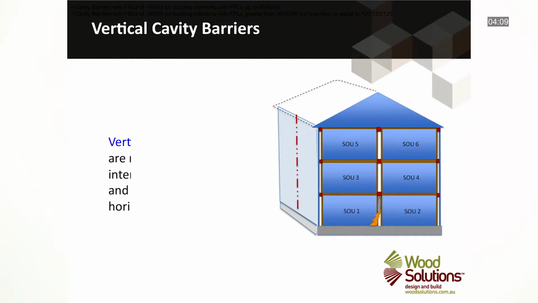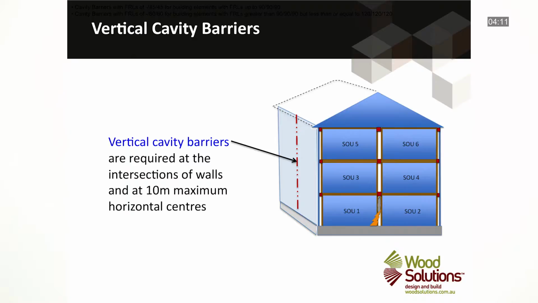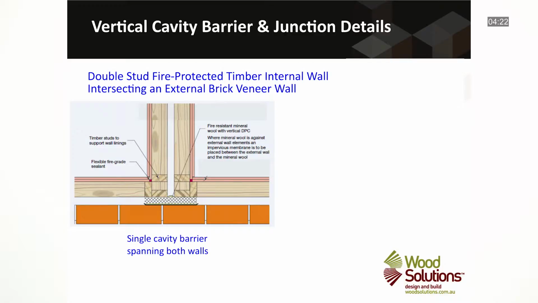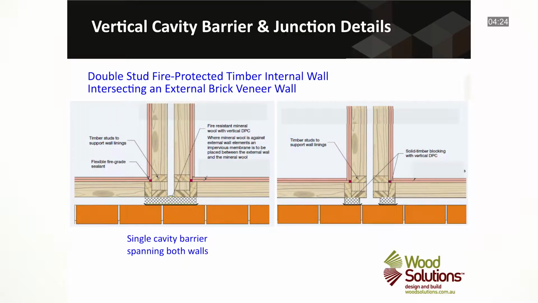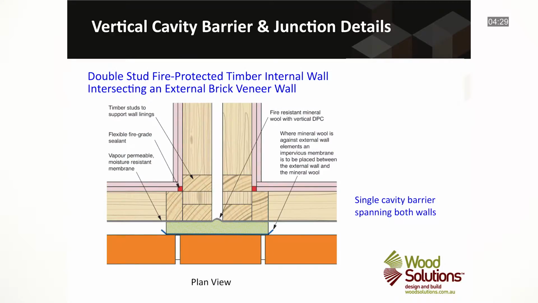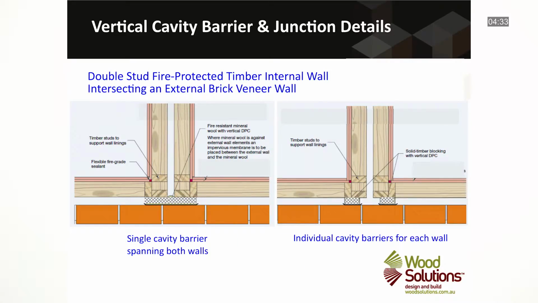The NCC also stipulates that vertical cavity barriers are required at the intersections of any fire-rated walls, and also at least 10 metre maximum horizontal centres if a single fire-rated wall is longer than this. These two plan view details show two options for installing cavity barriers, where a double-stud fire-protected timber internal wall intersects with an external brick veneer wall. The first option utilises a single appropriately wide cavity barrier, while the second option illustrates the use of two smaller individual cavity barriers, one for each wall.